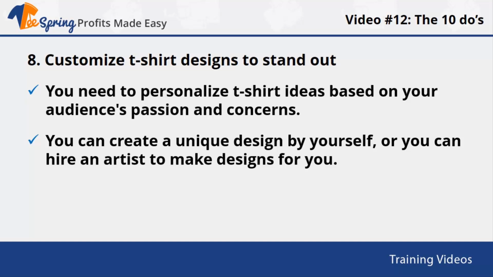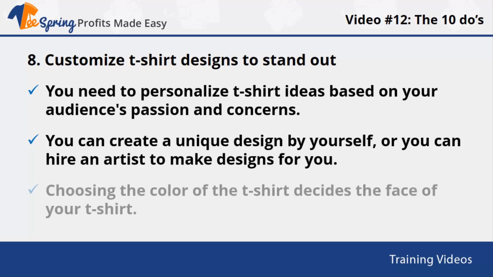You can create images, slogans, and some punchlines to give your t-shirts an attractive look. Choosing the color of the t-shirt decides the face of your t-shirt. The shades and colors you are choosing should be moderate instead of blatant. Finally, look at the design placement of where you want to put it on the t-shirt. Placements can be on the bottom, center, left, right, or on sleeves.